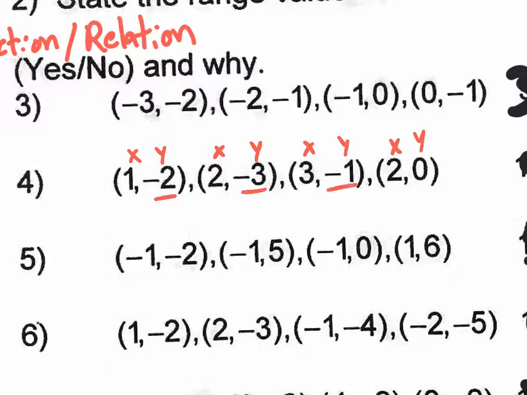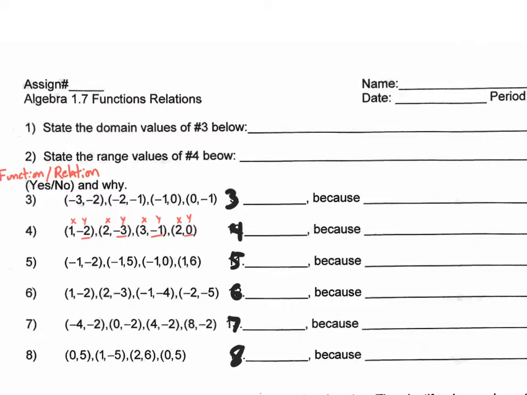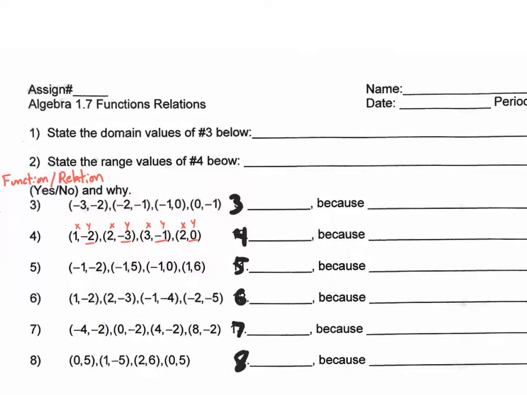-2, -3, -1, and 0. So -2, -3, -1, and 0. Since we're talking about range, you can put an R right in front of it. Those are your range values of number 4.